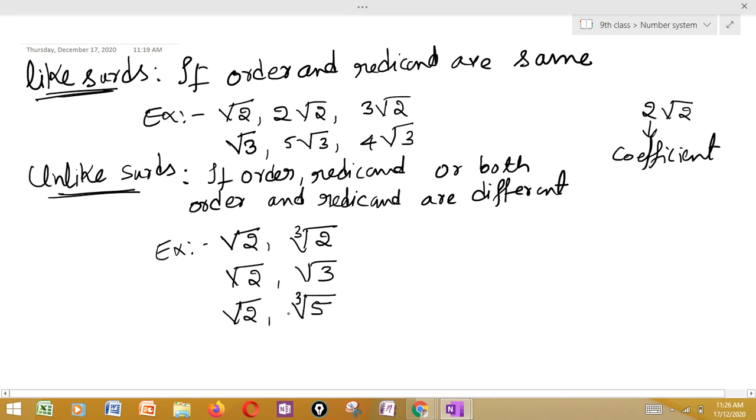What is the order of the second surd? Order of three. What about the radicand of both the cases? 2 and 5. Whether they are different or same?